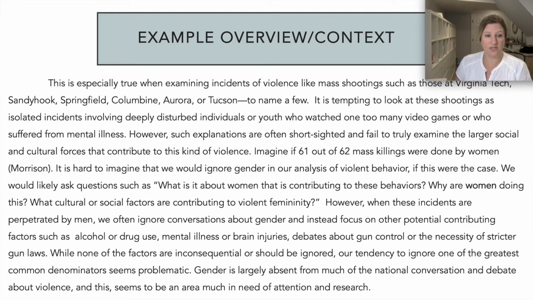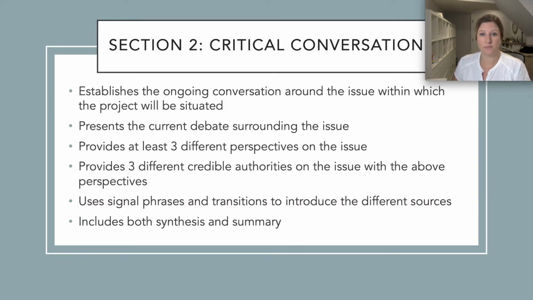Let's look at the next section, the critical conversation section. This is where, now that you've established what your topic and issue are, you will situate it in the conversation that's already happening. So you will show your reader, here's what people are already saying about this issue, so here's where I'm going to fit in. It gives you a way to situate your research project within the conversation or debate that's currently happening. In this critical conversation, I've asked you to establish the ongoing situation, the conversation, present the current debate, and provide at least 3 different perspectives on the issue.